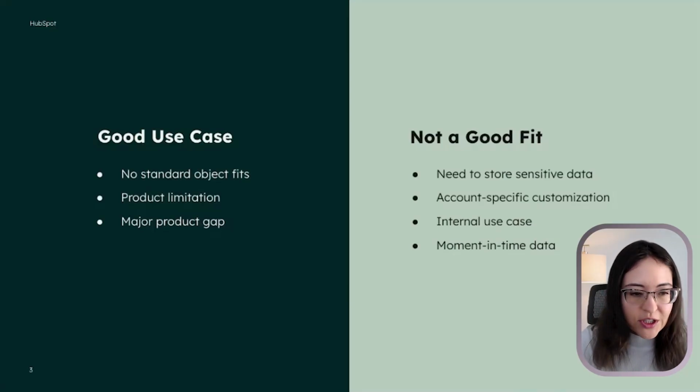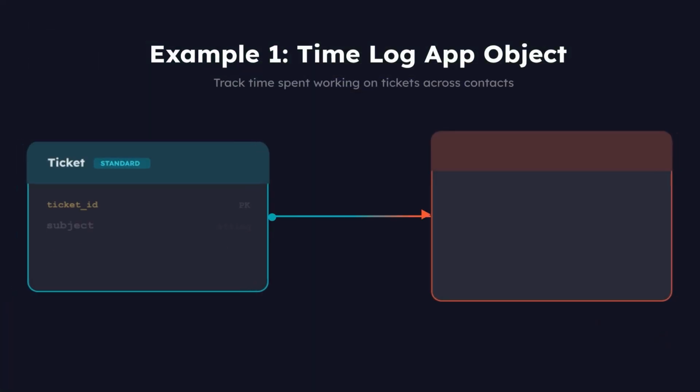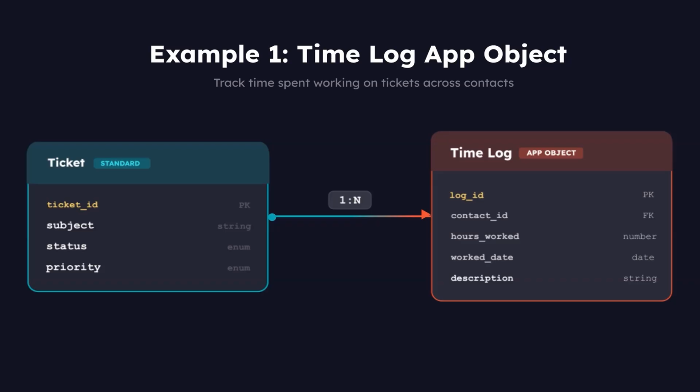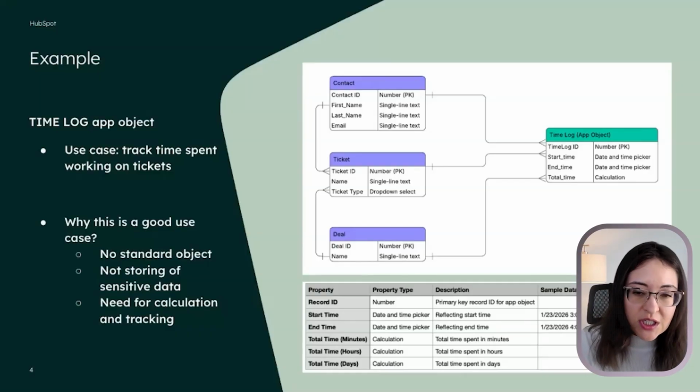So let's make this concrete with 1 or 2 examples. In this example, let's say you're building an app where you want to track time spent working on tickets. So you have different contacts who may work on the same ticket over the course of multiple weeks, or maybe just 1 week. This is a great fit for an app object, let's say called time log, because you can't store this information on a standard object. If you want to be able to update this information and do some calculations within the object itself, app events won't work here as well.